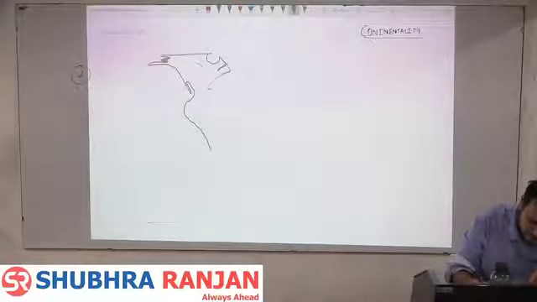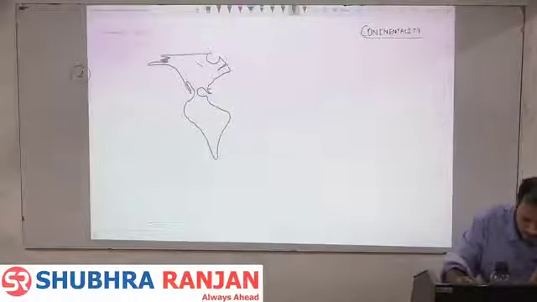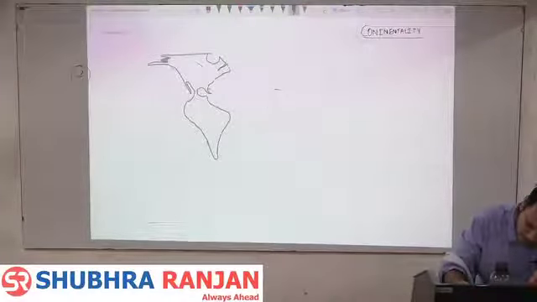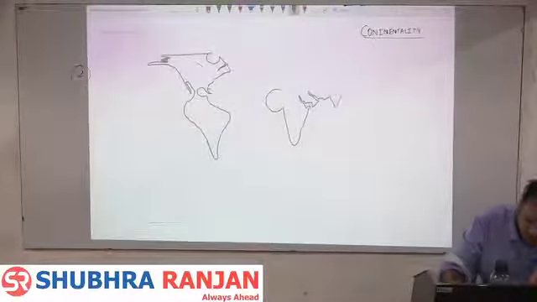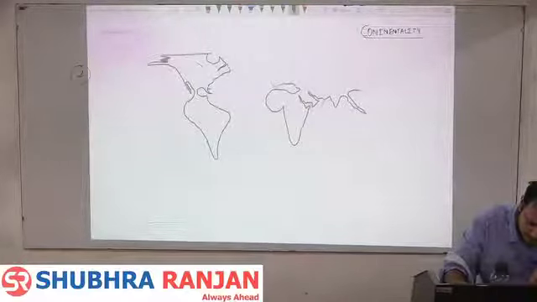While the isotherms in the southern hemisphere are more or less regular and parallel to each other. And draw this world map.